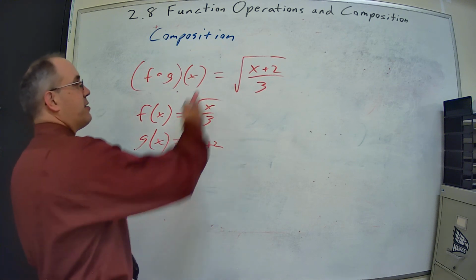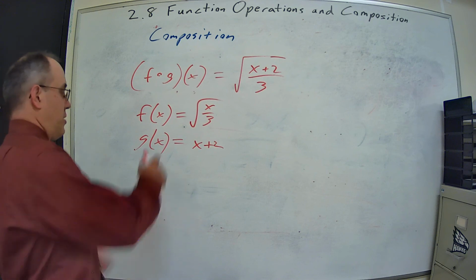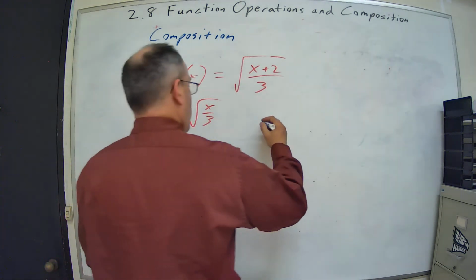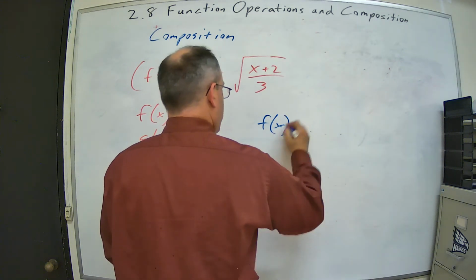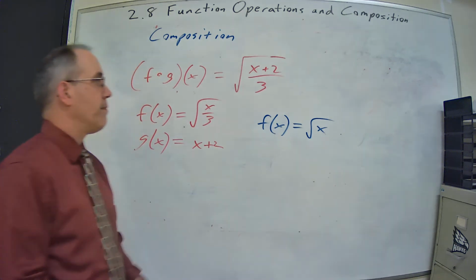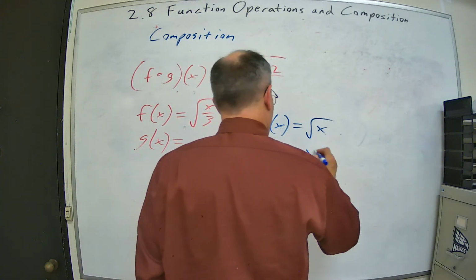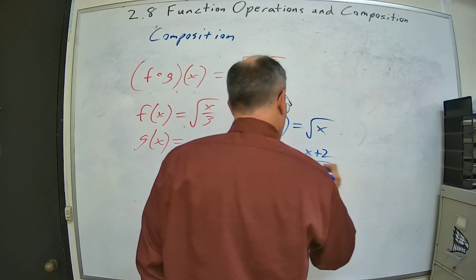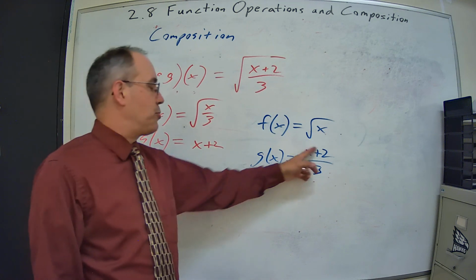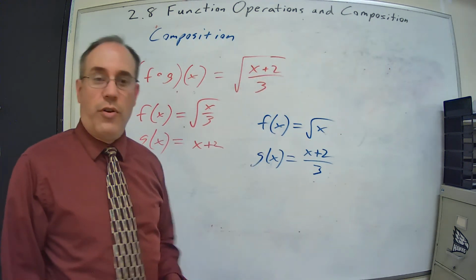You're looking for, is there a function that will work with this? I could also do this. That's one possibility. I could say f of x is equal to the square root of x, and g of x is equal to x plus 2 over 3. That would also be valid, wouldn't it? If I plug x plus 2 over 3 in place of x, I get the square root of x plus 2 over 3.